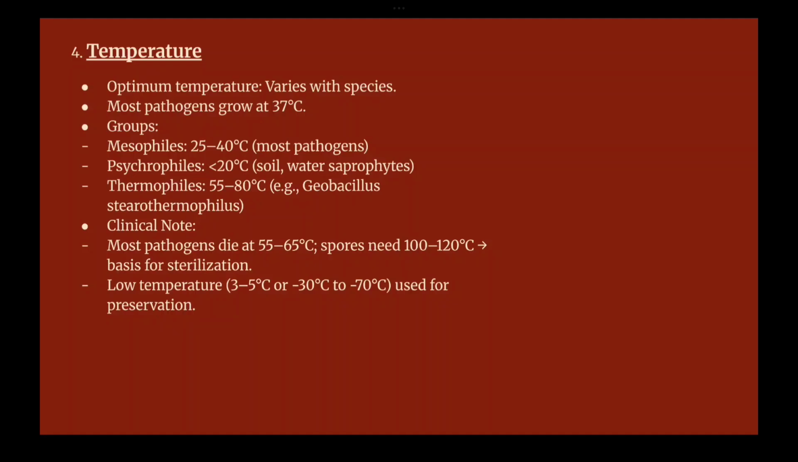So the sterilization is done by producing a temperature of 55 to 65 degrees Celsius to kill the pathogens, and for the spores to be killed, 100 to 120 degrees Celsius. Now preservation is also essential in order to keep the organisms for future reference or research. Preservation is done with lower temperature, about 3 to 5 degrees Celsius, or minus 30 degrees Celsius to minus 70 degrees Celsius. So the clinical note involves sterilization and preservation.